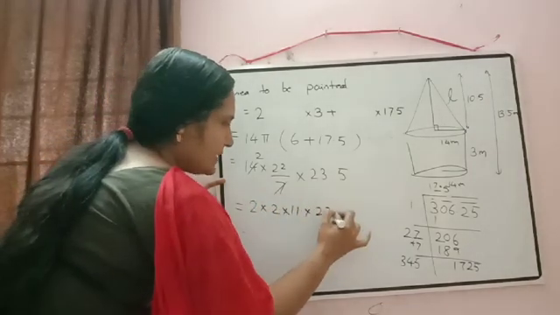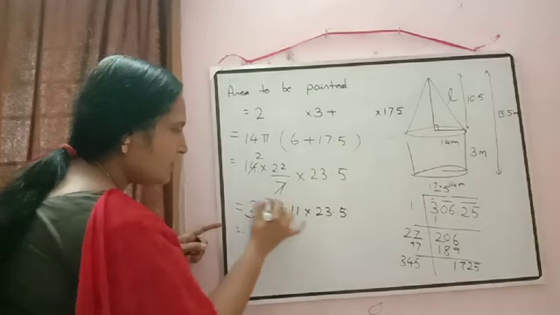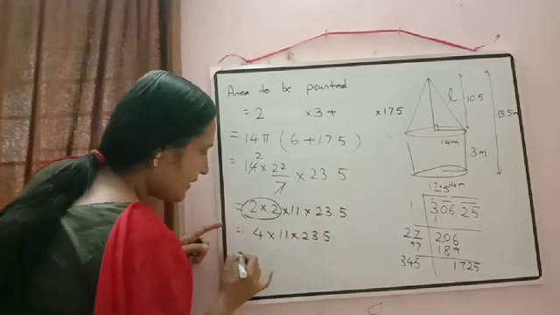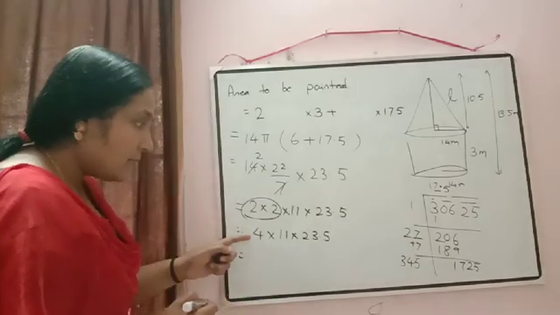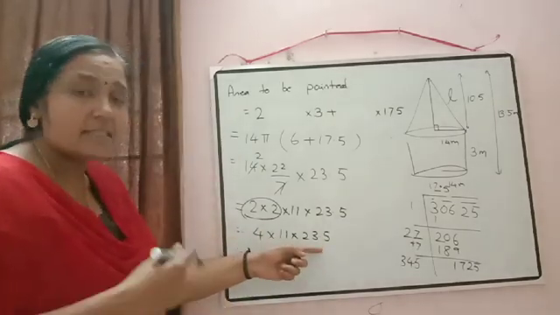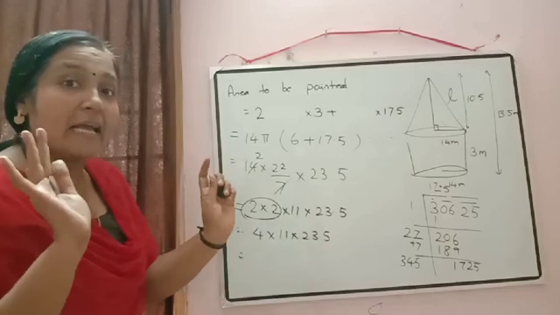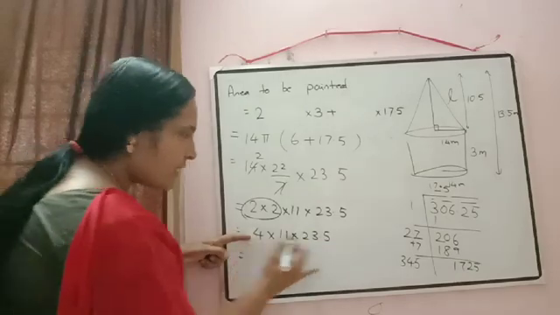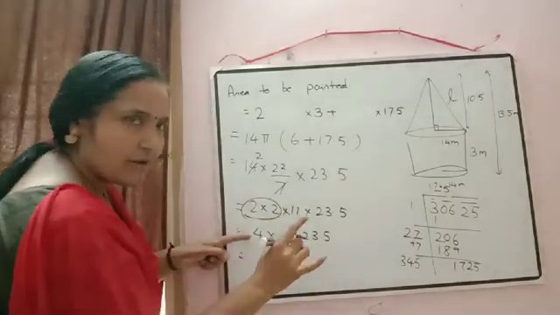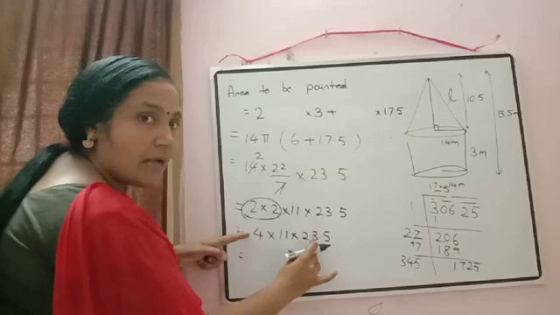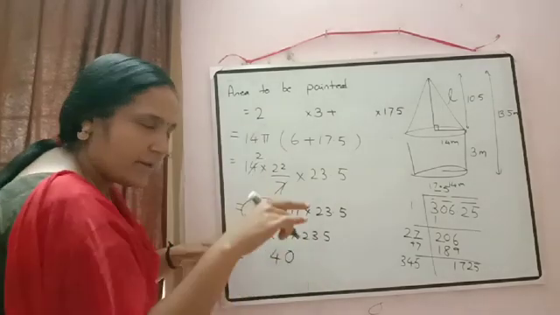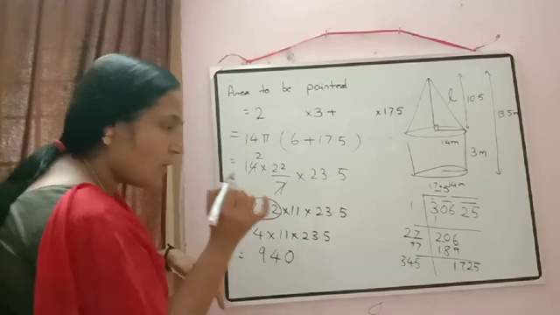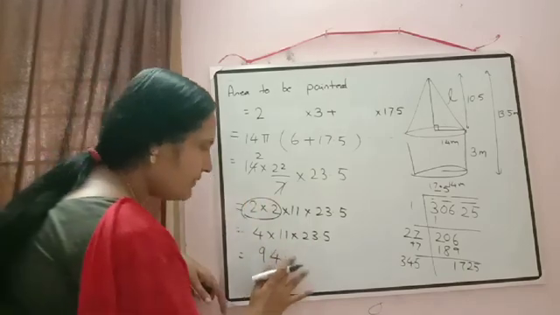Then into 23.5. 2 into 2, 4. Into 11 into 23.5. Now first what we can do? We can multiply 4 by this number. What is the benefit? The decimal sign will be removed. That's why. Okay. So first I am multiplying by 4. 4 5s are 20. Carry over 2. 4 3s are 12. 12 plus 2, 14. Carry over 1. 4 2s are 8. 8 plus 1, 9. So 94.0 will come. So decimal we don't want now.